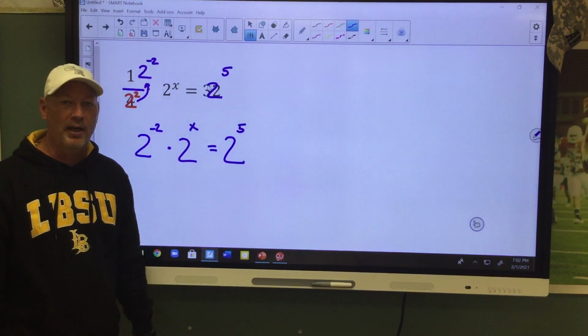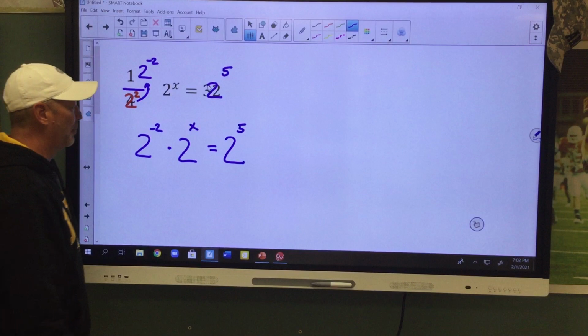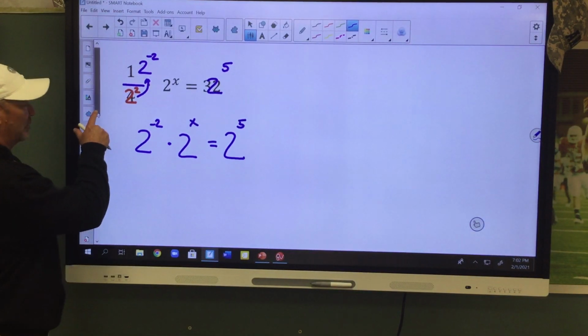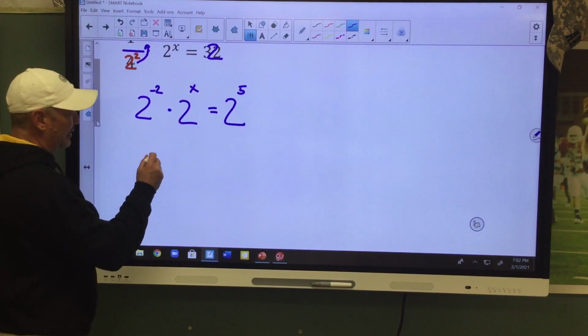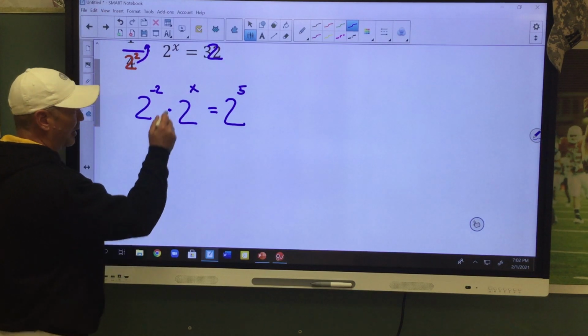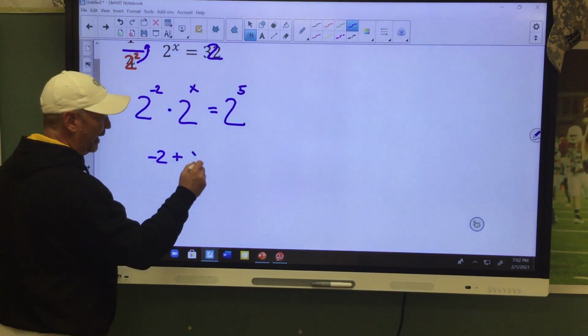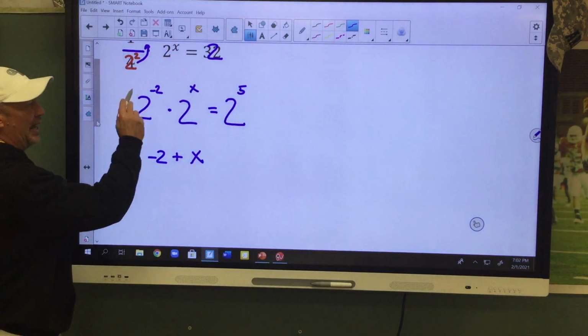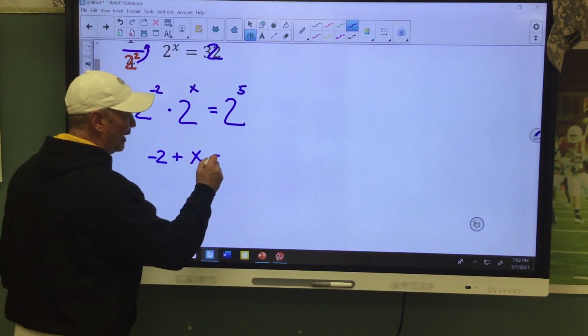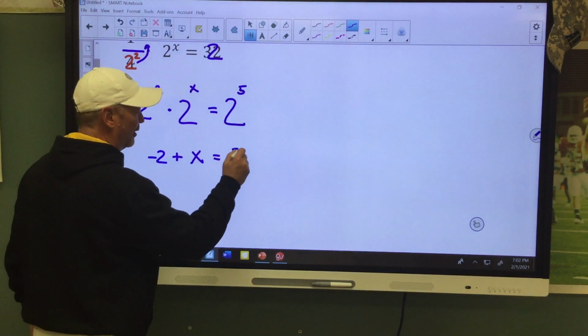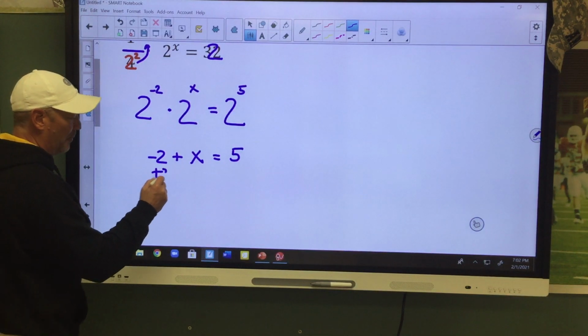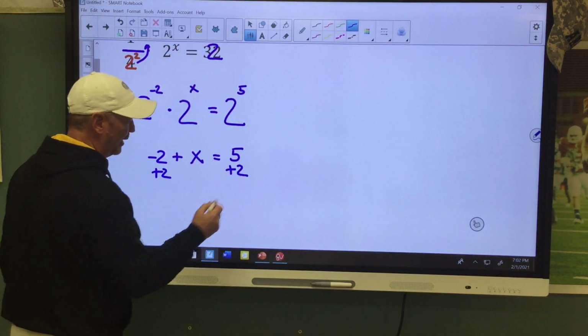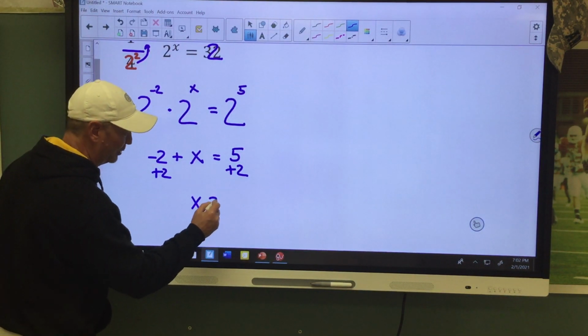Now we can set up an equation. Now I can set up negative 2. Let's move this just a little bit. I can set this up as negative 2 plus x, because when we multiply, we add the exponents, equals 5. Plus 2, x equals 7.